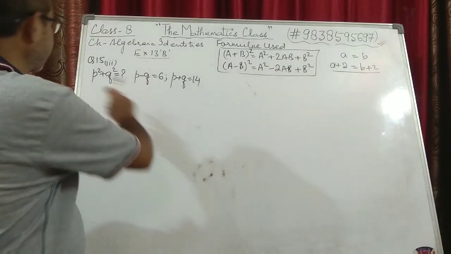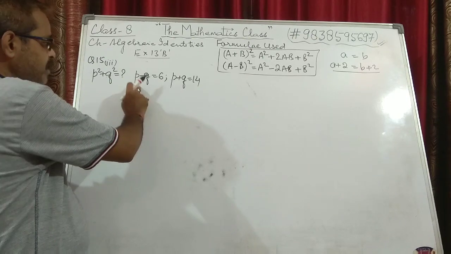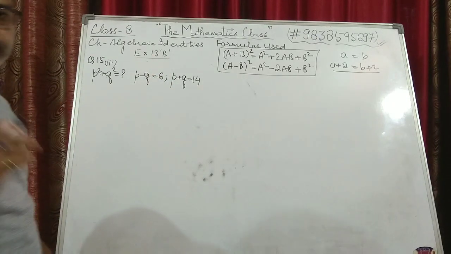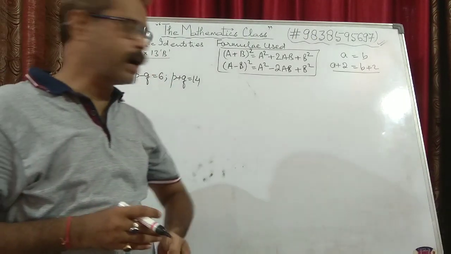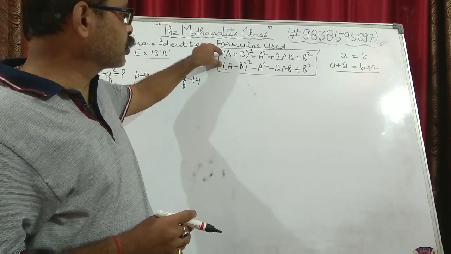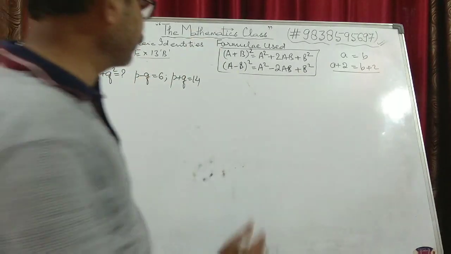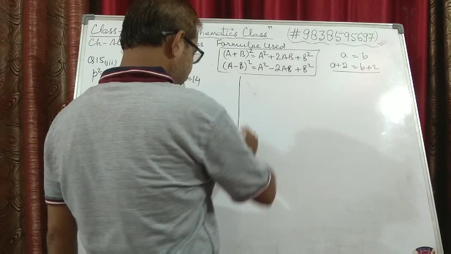The third question: find the value of p square plus q square when p minus q and p plus q are given. This question is also based on the application of both these formulas. Now, what we can do, I'll show you how this came.